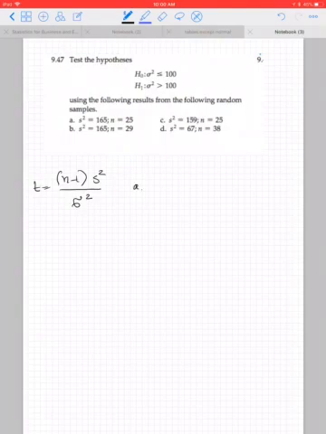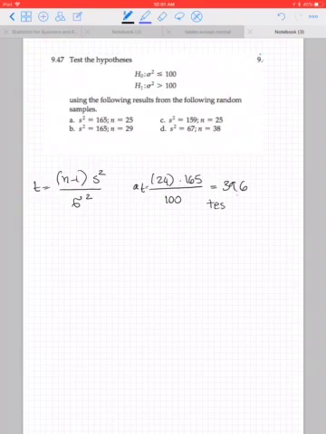So in this case, let's do A. I have n is 25, so I'm going to have 24 times 165 divided by the variance, which is the one we are testing, so it's 100. Make sure that this is the variance, not standard deviation. So the value of this test is equal to 39.6. This is my test statistic. This is your hypothesis.